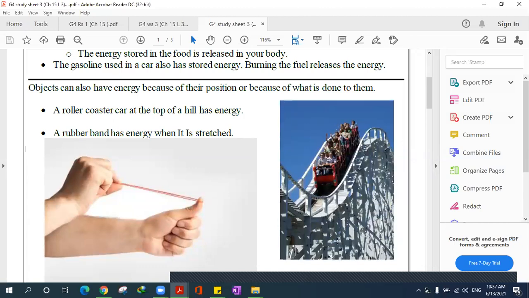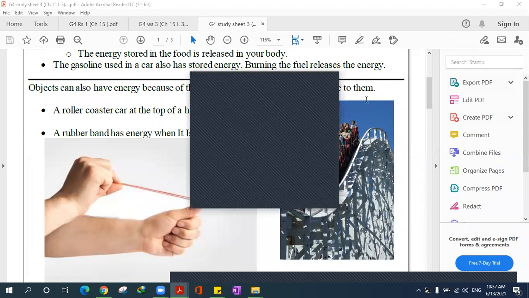Yes, you can raise your hands for this. Yes, we have Adito. Potential energy. Yes, potential energy. Well done. Thank you so much, Adito. So potential energy is the energy of an object that does not move but still has energy stored in it.